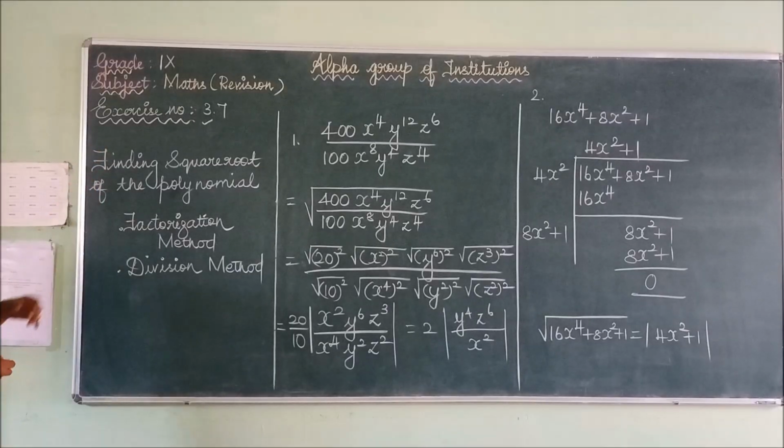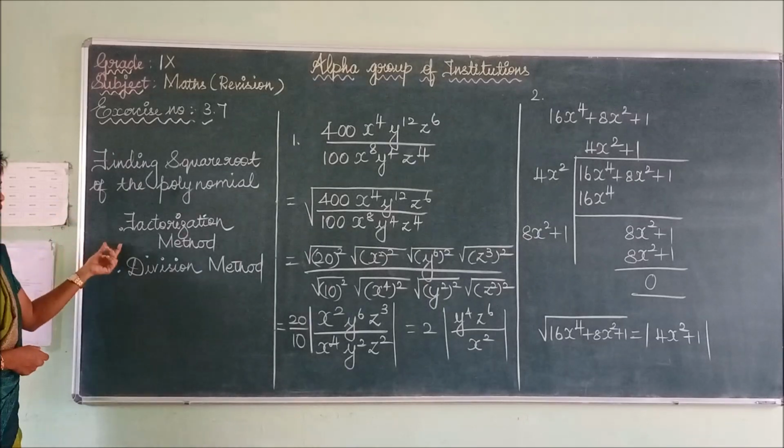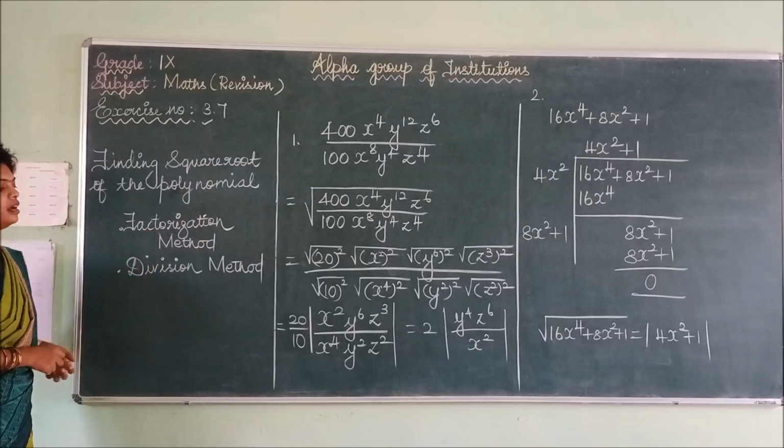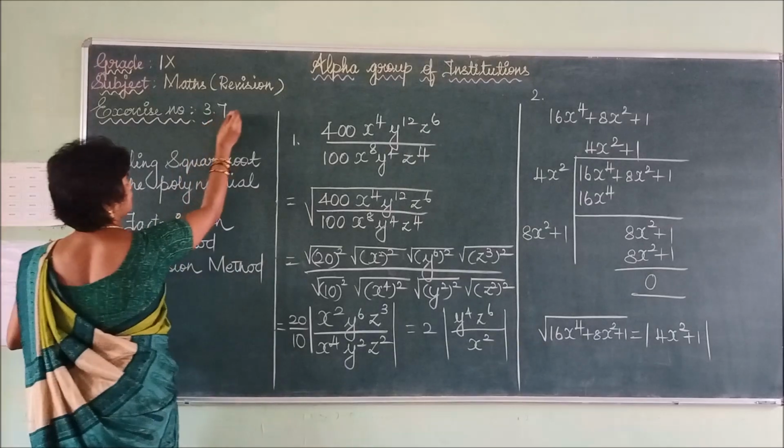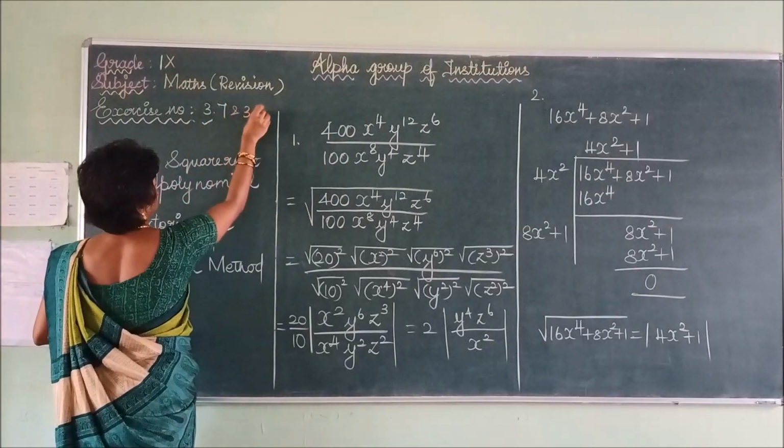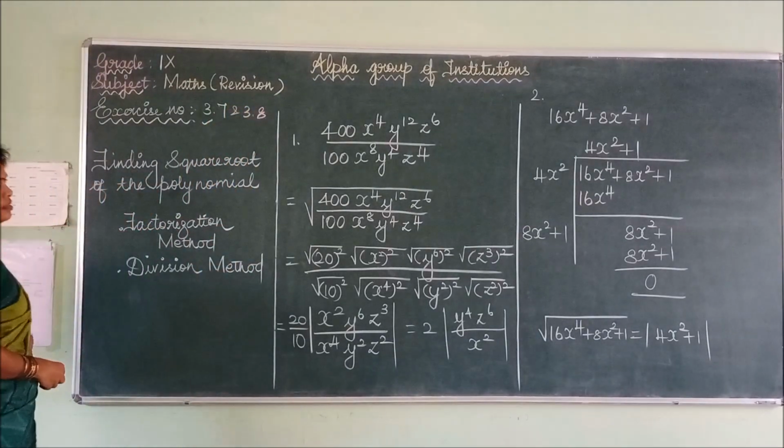Exercise number 3.7: finding the square root of a polynomial using two methods. The first one is the factorization method, and the other one is the division method. This covers exercise number 3.7 and also 3.8, both exercises.